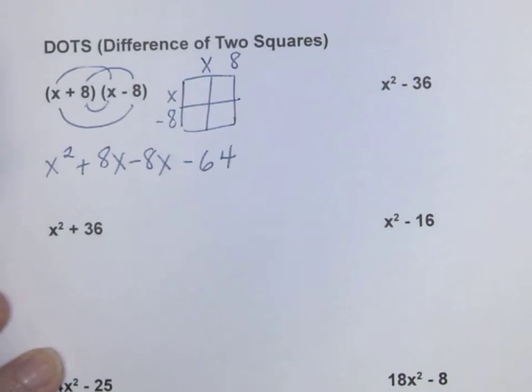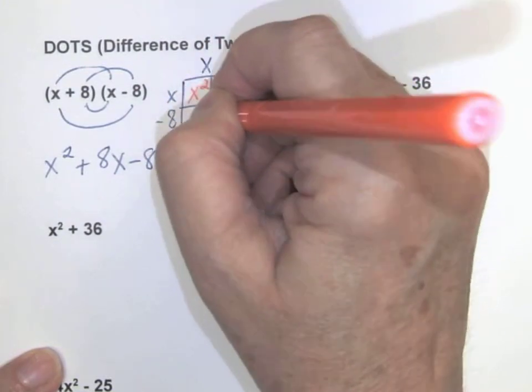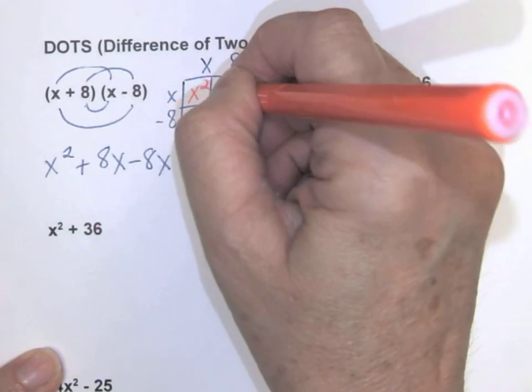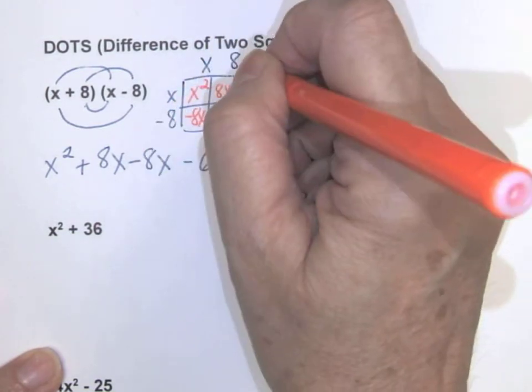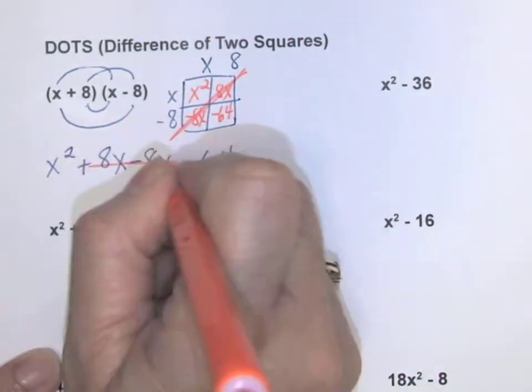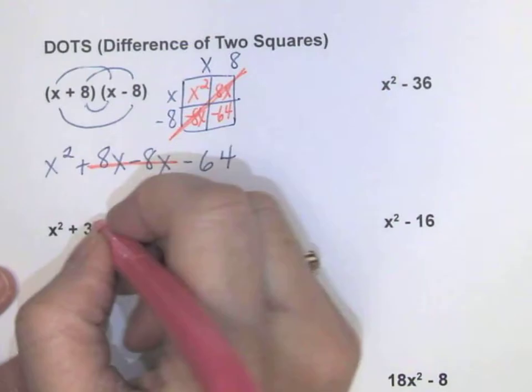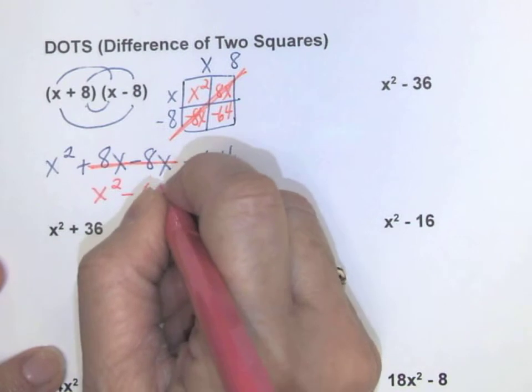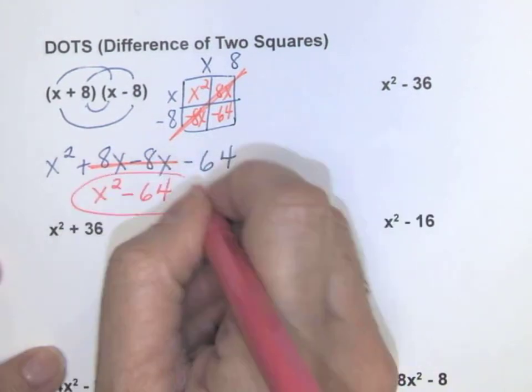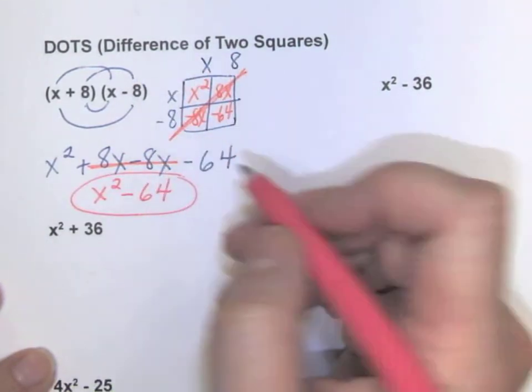So if you want to fill in your little box, you can see that the like terms, when combined, actually cancel each other out and go away. So what is your answer? X squared minus 64. This is called difference of two squares.